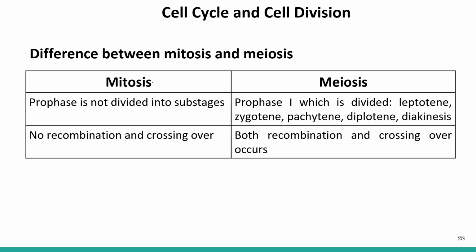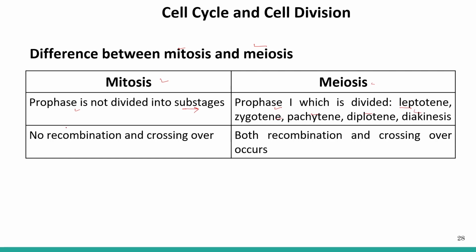Now let's talk about some of the differences between mitosis and meiosis. So let's talk about mitosis first. In mitosis, prophase was not that complex. It was short and it was not divided into substages. Whereas in meiosis, the prophase 1 is more complex and longer, and it is further subdivided into 5 stages: leptotene, zygotene, pachytene, diplotene, and diakinesis.